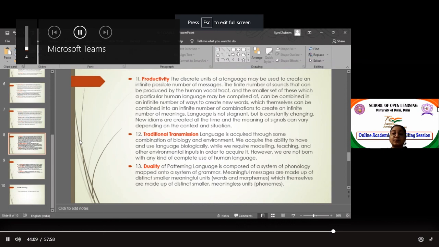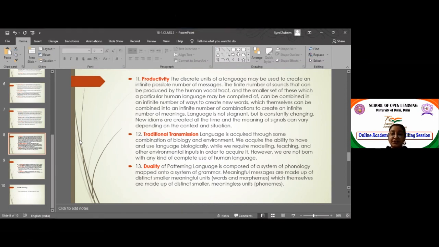And then traditional transmission. Language is acquired through some combination of biology and environment. We acquire the ability to have and use language biologically, while we require modeling, teaching, and other environmental inputs in order to acquire it. However, we are not born with any kind of complete use of human language.